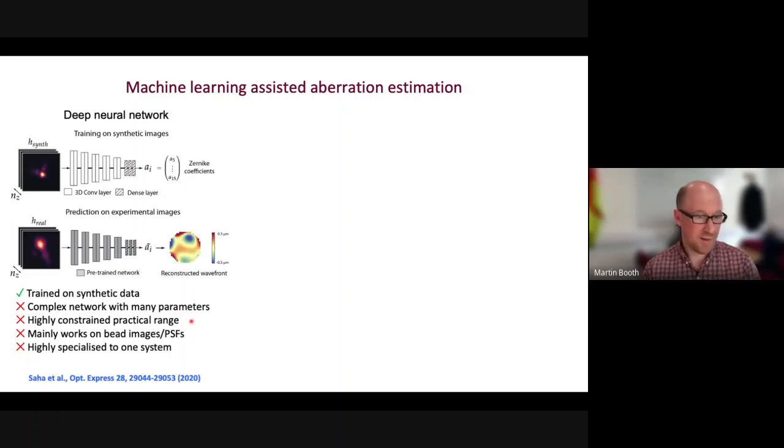Secondly, it still had a highly constrained practical range. So we could reconstruct wavefronts, but not over a very big range. It relied upon point-like objects. It relied on bead images to do this, which is not what you normally have in a microscope. You normally have extended objects and specimen structures. And it was highly specialized to one system. So this didn't meet most of the objectives we've stated on the previous slide.